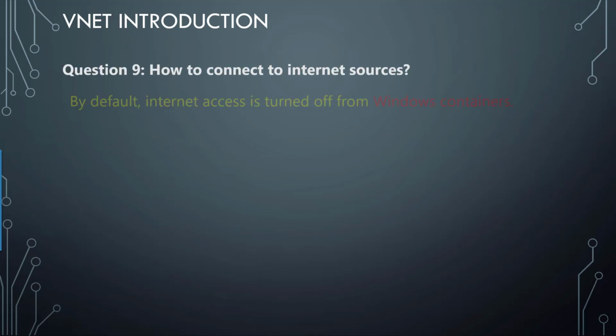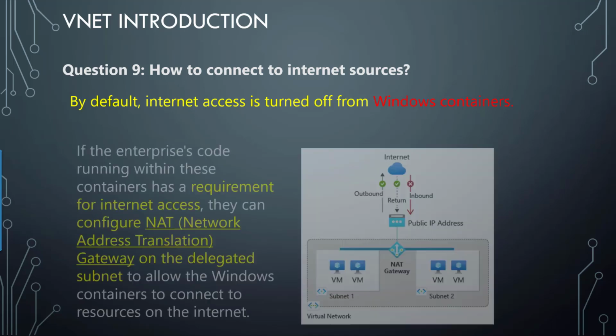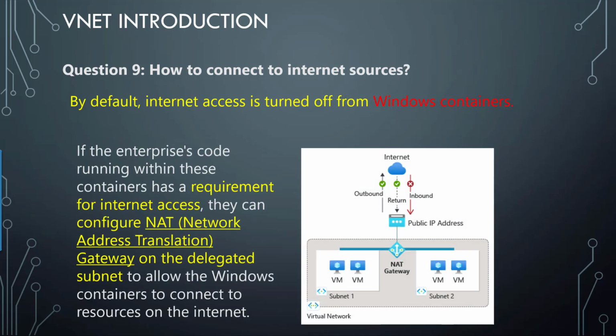And well, how do we connect to internet sources? By default, inside of this container, inside of this VNet, there's no internet access. But if you need it, then you can configure a network address translation, a NAT gateway. That's illustrated here. So here we have our virtual network. Here we have the subnets, and then you just configure that if you want to communicate with the internet. So in case you need that.